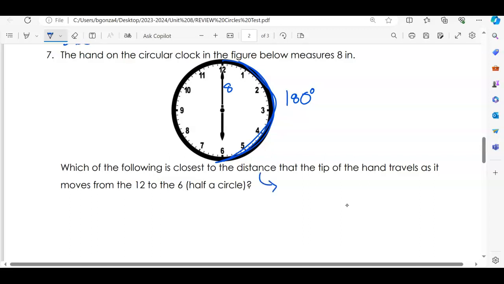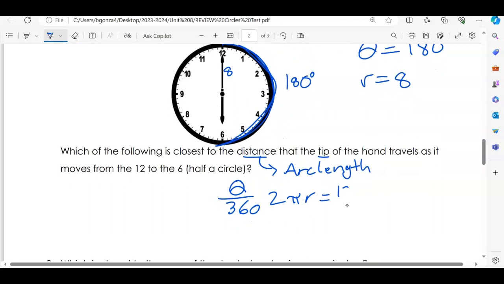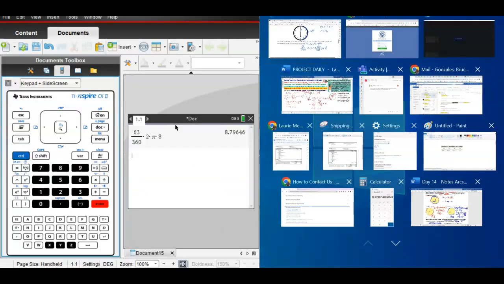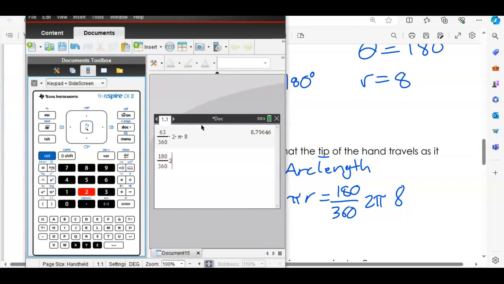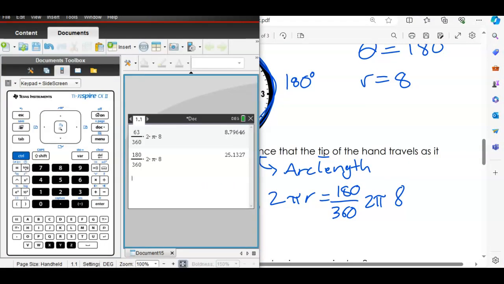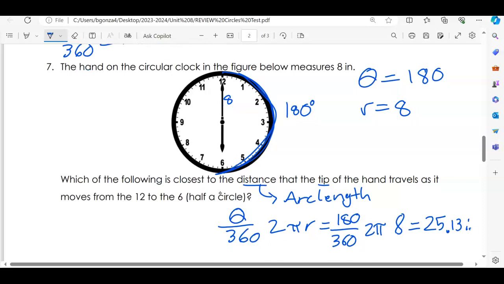So the distance on the tip of a circle is called the arc length. So once again, theta over 360, 2 pi r. Theta is 180, r is 8. So it's 180 over 360, 2 pi 8. One eighty over 360, 2 pi 8 is 25.13. And again, the units in this case are inches. Cool.